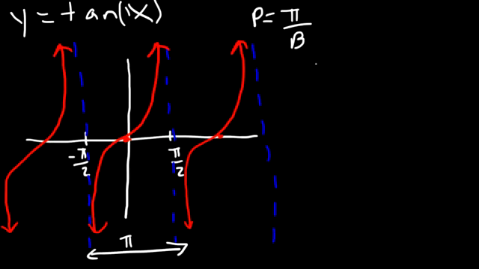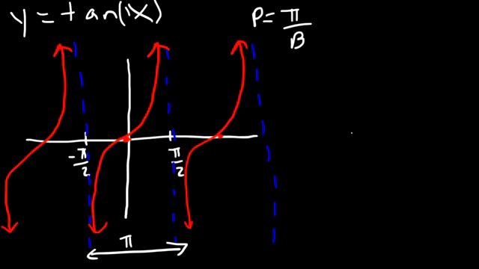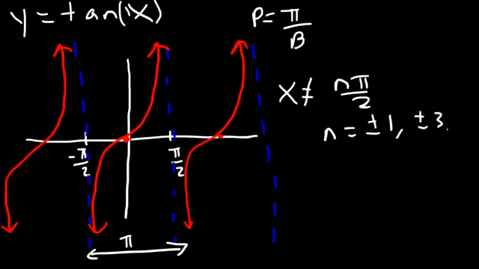Now the range for tangent will always be the same. It's negative infinity to infinity. As you can see, the curve is continuous going from the bottom to the top. So that's always going to be the range in this particular example. Now what about the domain? So all we need to do is remove the vertical asymptotes. X cannot be n pi over 2, where n is plus or minus 1, plus or minus 3, and plus or minus 5, and so forth. The next vertical asymptote is 3 pi over 2. And if you add pi, you'll get 5 pi over 2, and so forth.